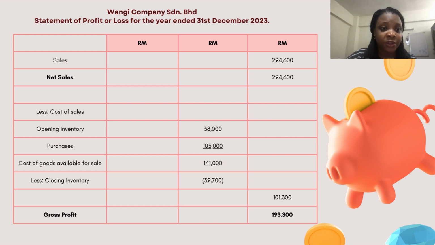Then we can proceed with our sales. So we know the sales from the trial balance is 294,600 ringgit. Likewise, the net sales. And then we have a cost of sales, which we will subtract from the net sales.